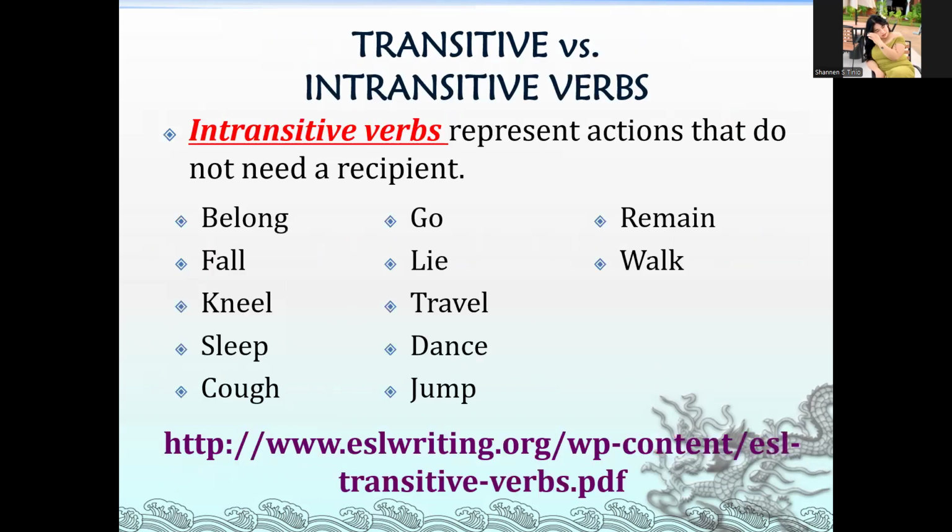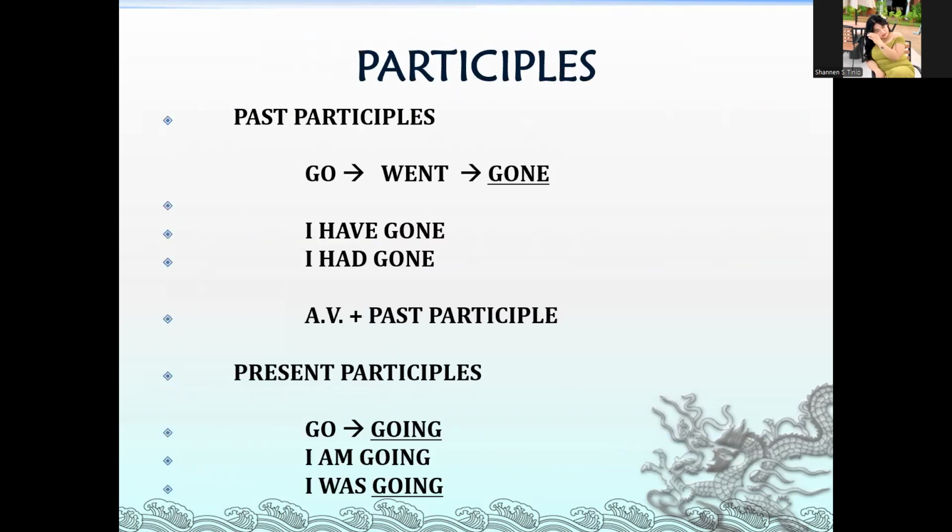Okay. We have participles. When we say participles, ito yung we have past, present participles. So if it's past participles, it expresses a past action like went, gone. All right? And then we also have present participles. You just add ing. I am going to the mall. Or I was going to the mall if you want it to be in past tense.